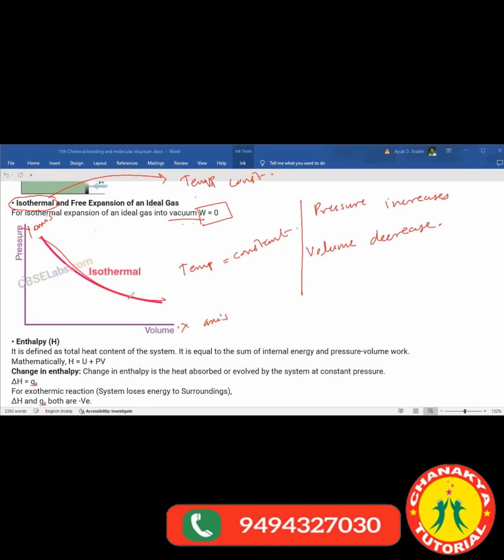So this is the graph of isothermal and free expansion of an ideal gas when temperature remains constant. The graph is drawn between pressure and volume, with pressure on the y-axis and volume on the x-axis, and you get the slope in this manner. It means if pressure increases, your volume keeps decreasing, and vice versa.